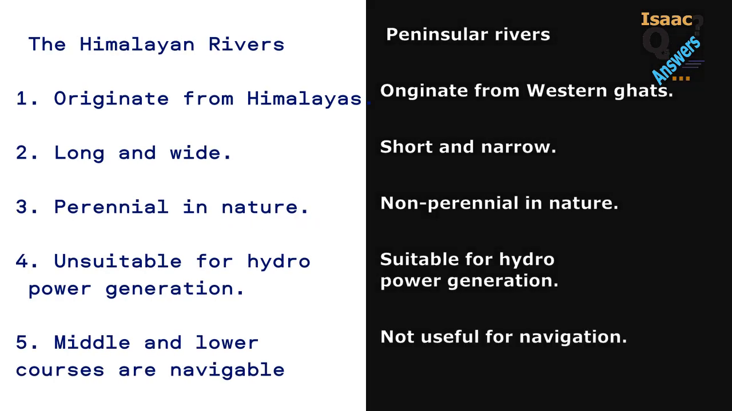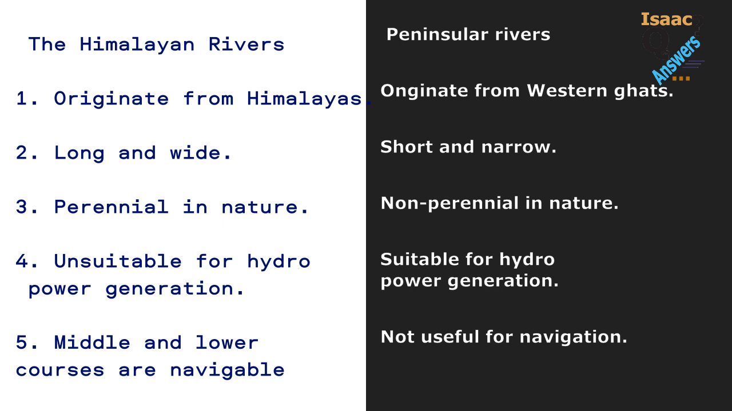Question number 1. The Himalayan rivers and peninsular rivers. The Himalayan rivers: 1. Originate from Himalayas. Peninsular rivers originate from Western Ghats. 2. Long and wide; short and wide. 3. Perennial in nature; non-perennial in nature. 4. Unsuitable for hydropower generation; suitable for hydropower generation. 5. Middle and lower courses are navigable; not useful for navigation.